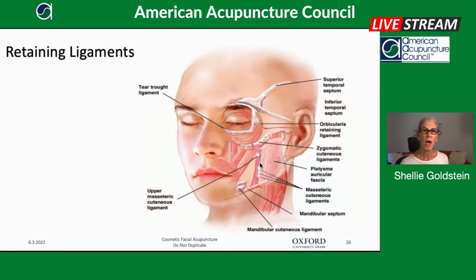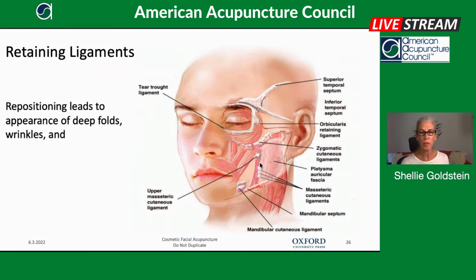And then all of these are in a horizontal plane, and then running in a perpendicular plane are our retaining ligaments. There are a number of different retaining ligaments in the face. Remember, they surround and encapsulate fat, but they also are like little plugs. They hold all of the loose tissue that's running in a horizontal plane. They hold it all together.